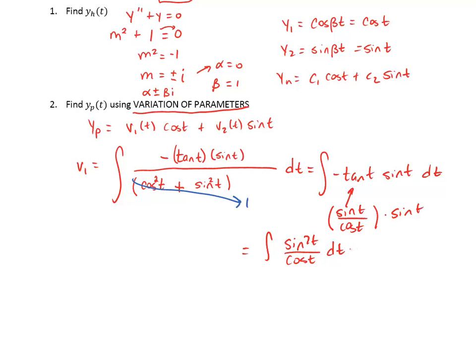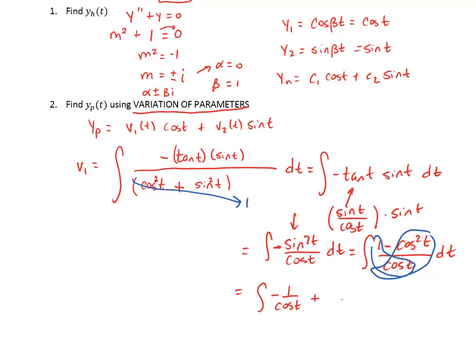And actually, the easiest way to integrate this is to realize I can split this up on top into something in terms of cosines. This is the integral of 1 minus cosine squared of t over cosine of t dt. And then I can write this in two fractions, which would give me the integral of 1 over cosine t. Oh, I lost my minus somewhere in here. There's a minus sign in here. Minus. So I've actually got a minus 1 over cosine of t plus cosine of t.